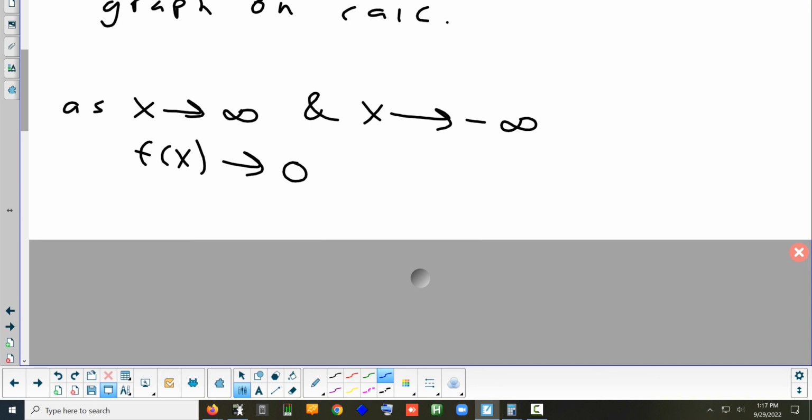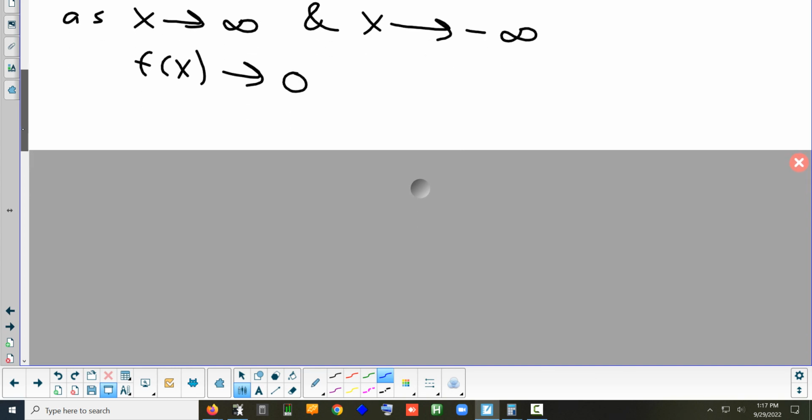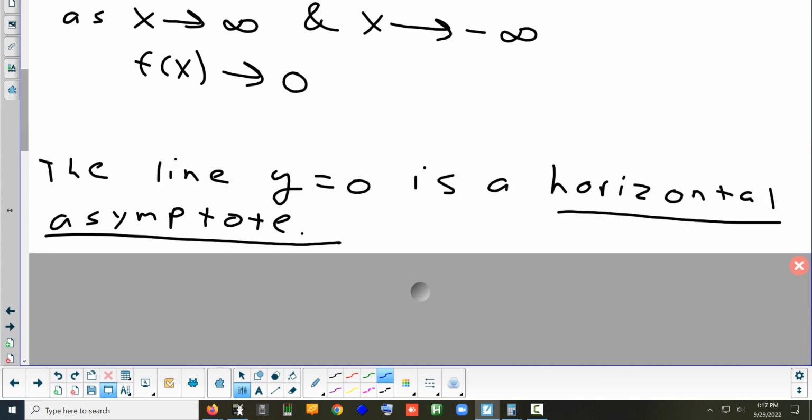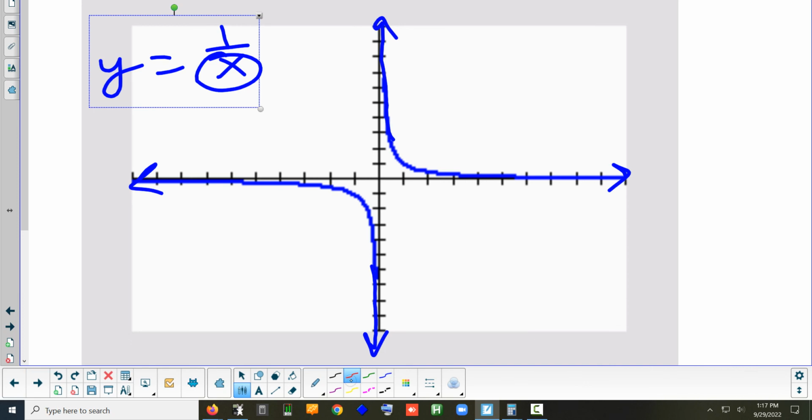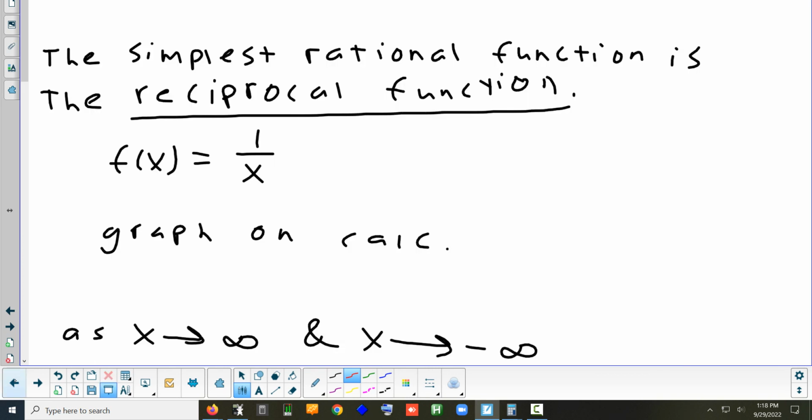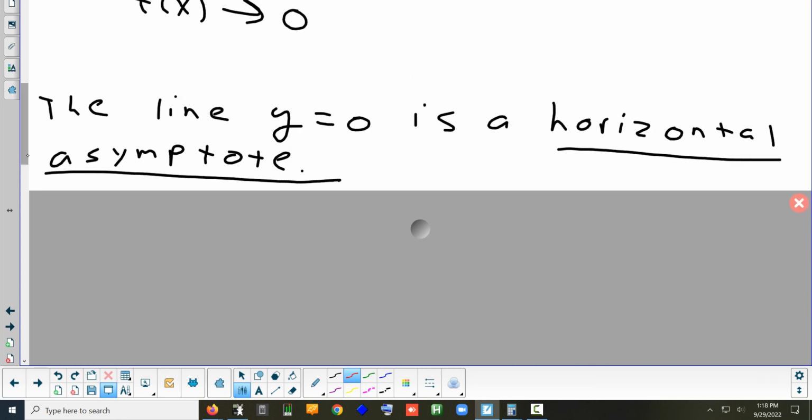And if, as you go left and right, you're getting closer and closer to a value, that's called a horizontal asymptote. Usually the way we show a horizontal asymptote is with a dotted line. So if I go to that graph I have on the other page for a second, this is how I would show a horizontal asymptote. It's a dotted line, and it's a line that my graph never touches. It gets closer and closer and closer to it.